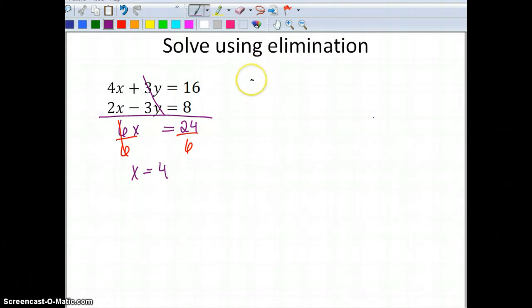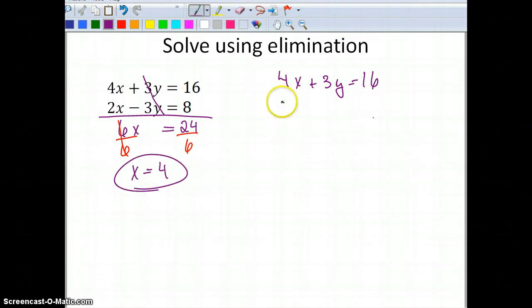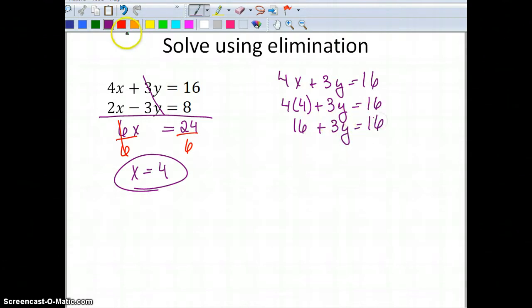So when I'm finding y, I'm going to choose either equation that I want. I'm just going to take the top one. So I'm going to look at 4x plus 3y is equal to 16, and I'm going to plug in 4 for my x value. So I have 4 times 4 plus 3y is equal to 16. Well, 4 times 4 is 16 plus 3y is equal to 16.